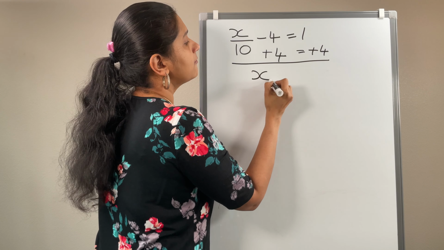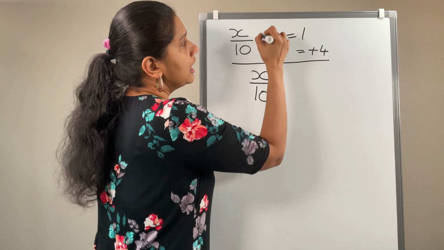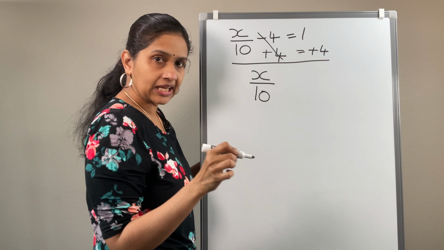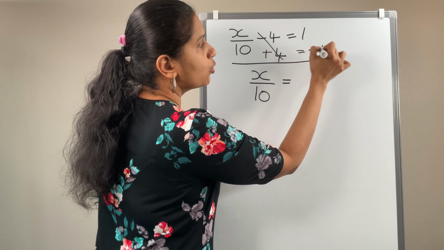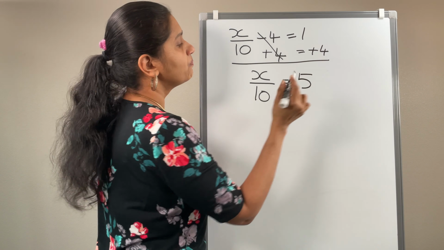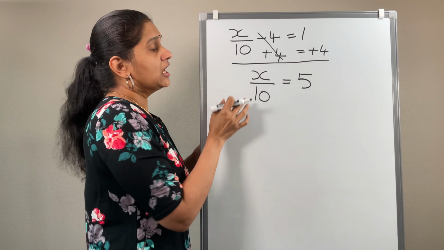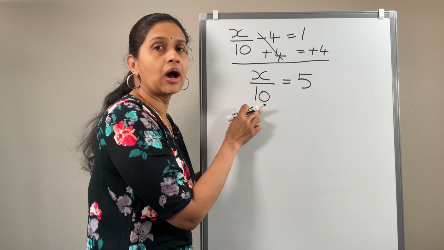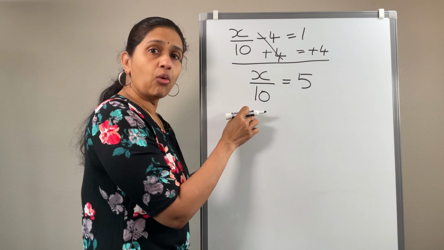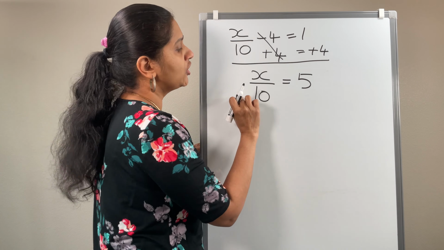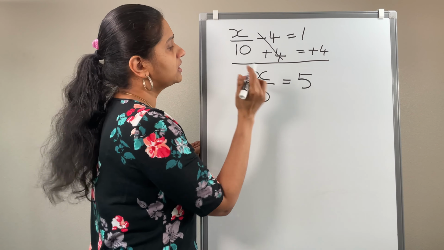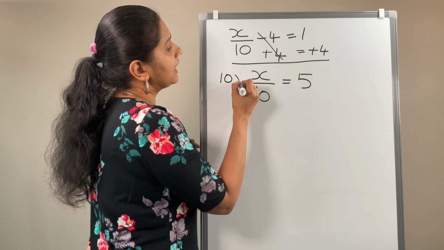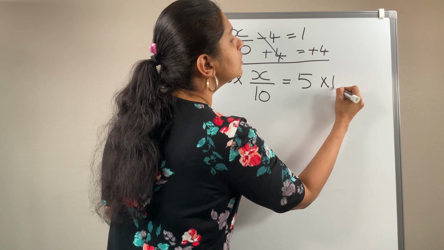Here you are left with x by 10. Negative 4, positive 4 will get cancelled out. That is equal to 1 plus 4, which is 5. So this is what is remaining. Now in order to isolate this variable x, you have to avoid 10 also. To avoid this 10, what do we need to do? We should cancel this 10. For that, just multiply 10 on both the sides.